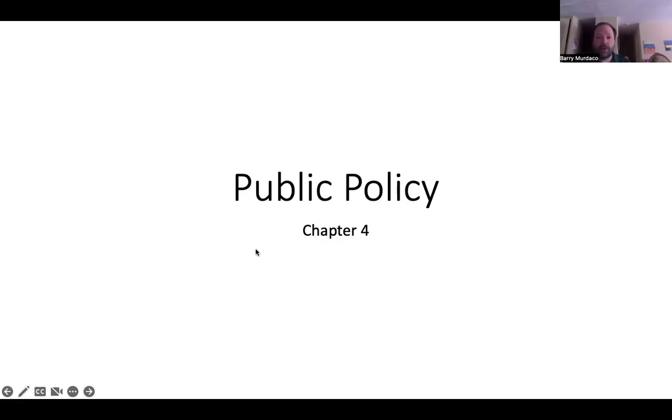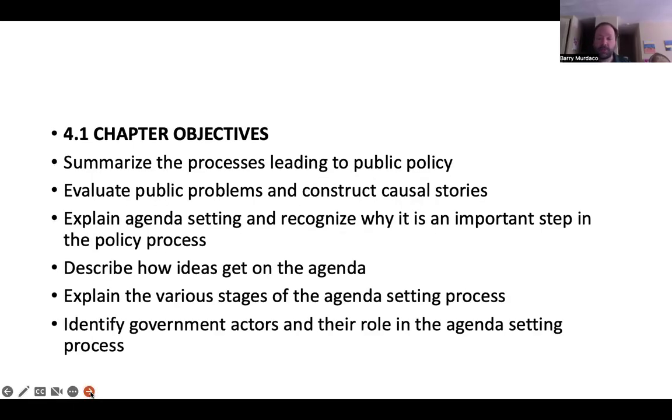Okay, so we are moving on now. We're going through chapter 4 in the textbook, which basically deals with the issue of problem identification and agenda setting in the policymaking process. So we've covered the standard policymaking approach.